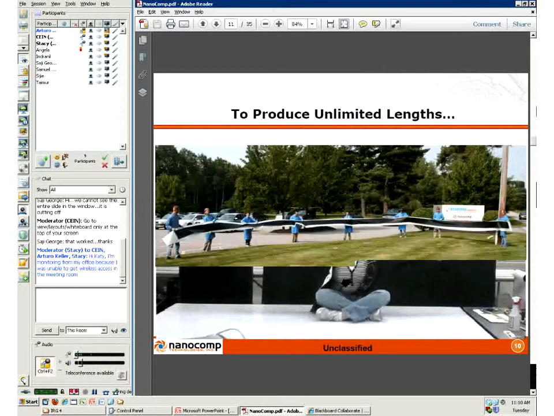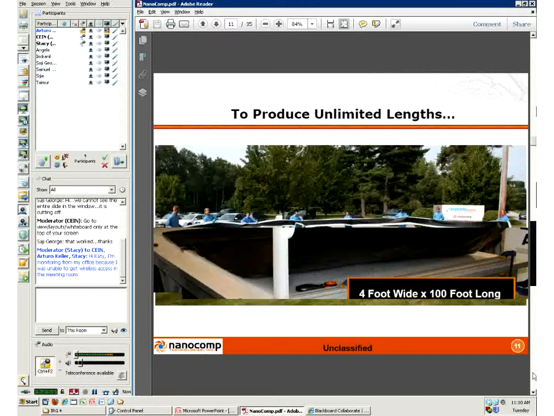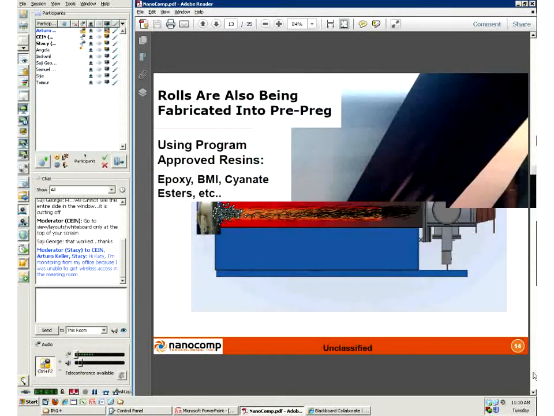And also, here's some other examples, very, very long lengths. So some of these are being used for structural development of wings or other surfaces for aircraft. Some of the new aircraft are using these materials for strength. And that's another application.